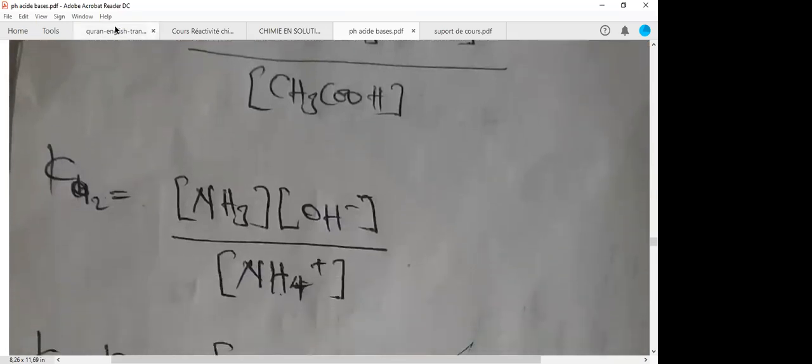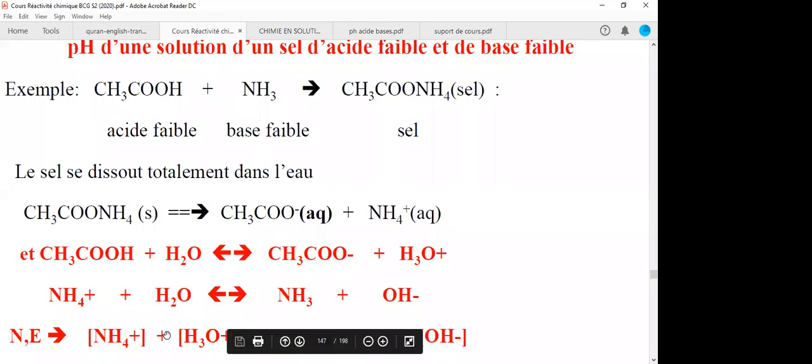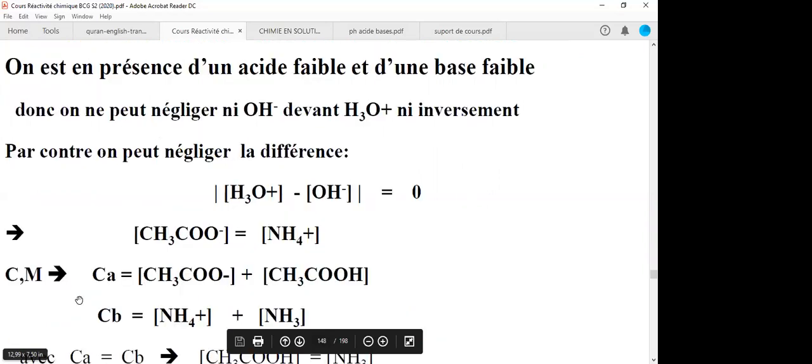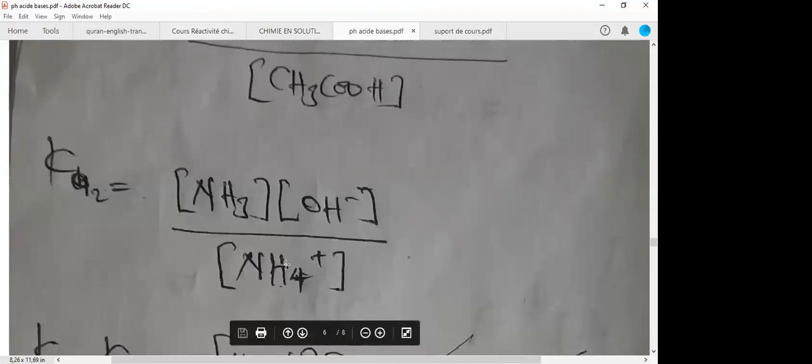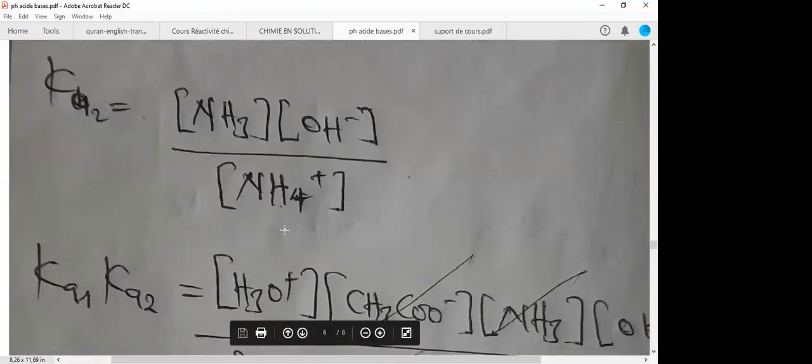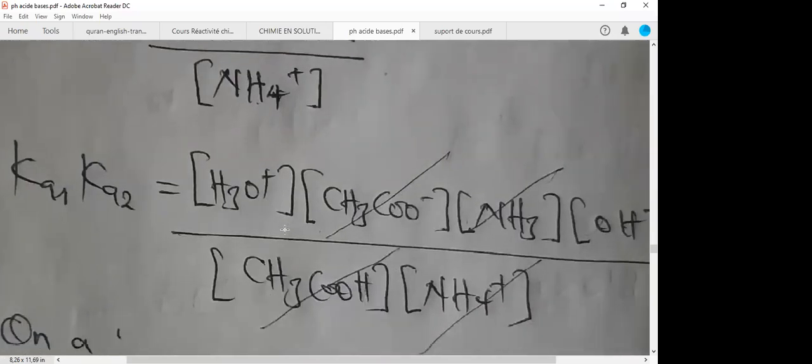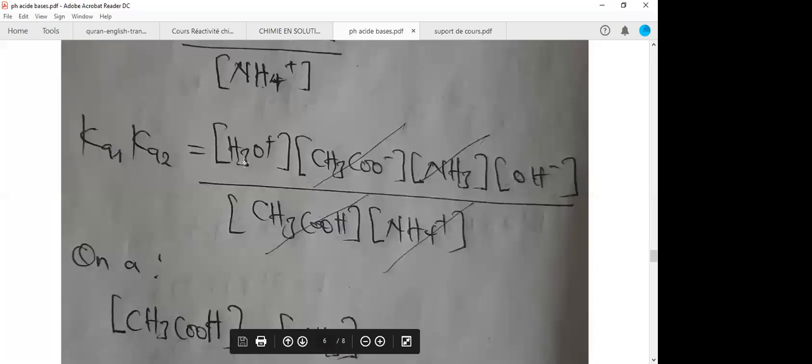And then Ka for this one. Ka meaning the concentration of hydroxide times the concentration of NH3, divided by the concentration of NH4 plus. That's what we have here. So when we multiply these two, Ka1 times Ka, we are going to get this one here.